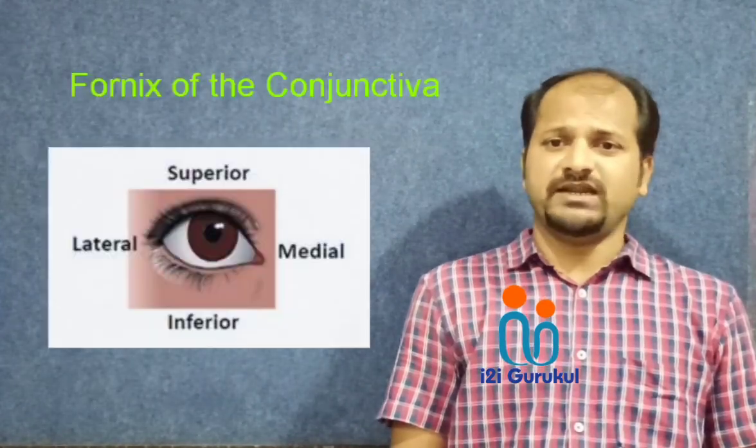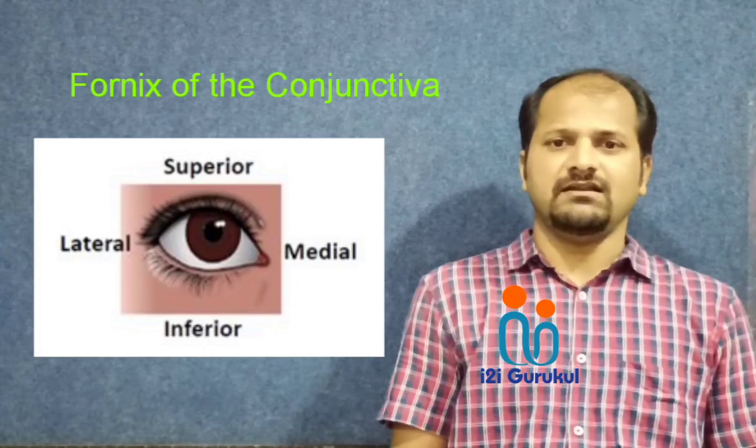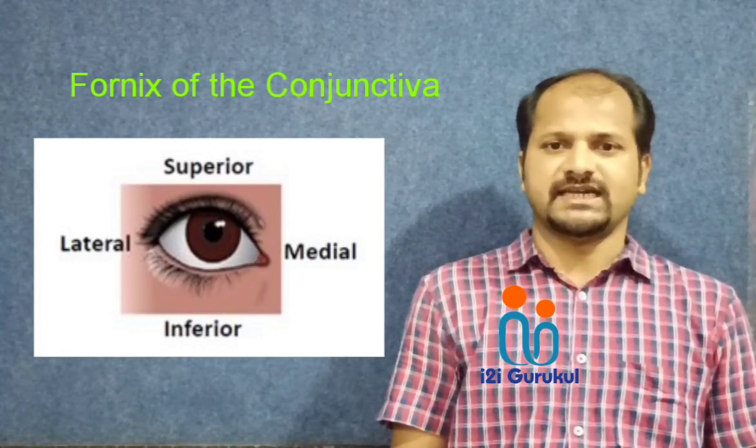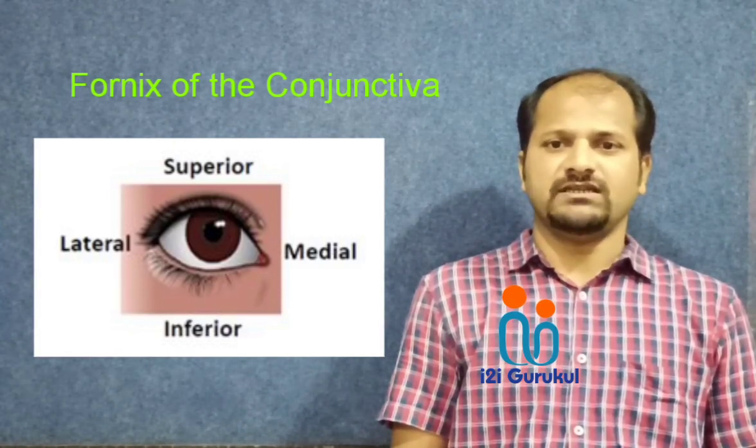There is no fornix on the medial side. The fornix is replaced by the caruncle and plica semilunaris, which lie on the nasal side of the eye. It is located 7 mm from the limbal conjunctiva. The caruncle is a small pink globular nodule at the inner corner of the eye. Plica semilunaris is a small fold of the bulbar conjunctiva on the medial canthus of the eye.